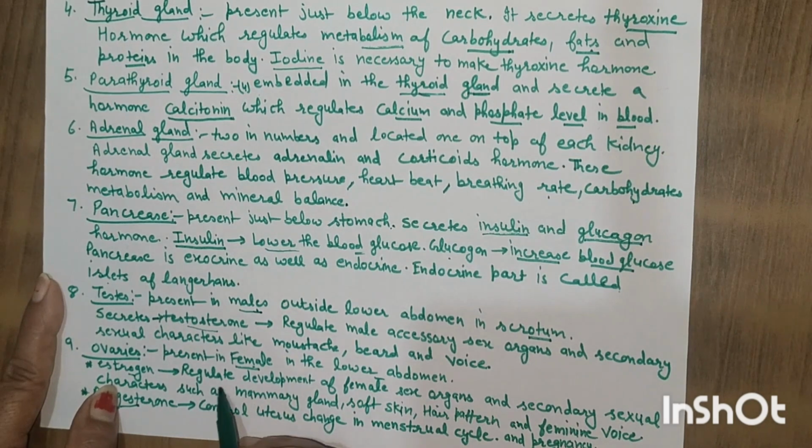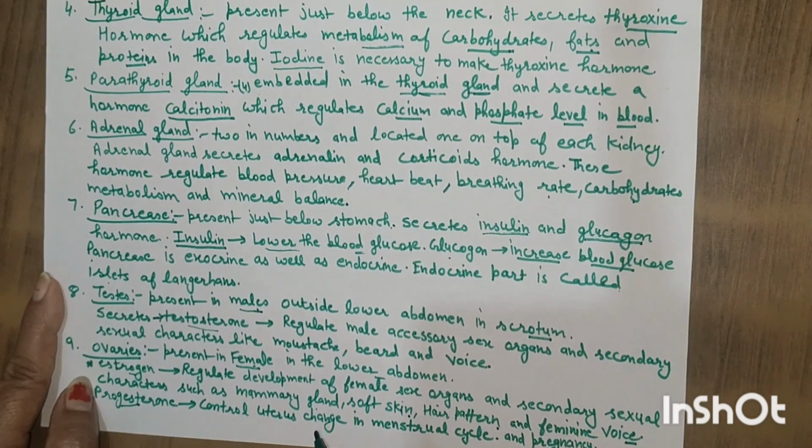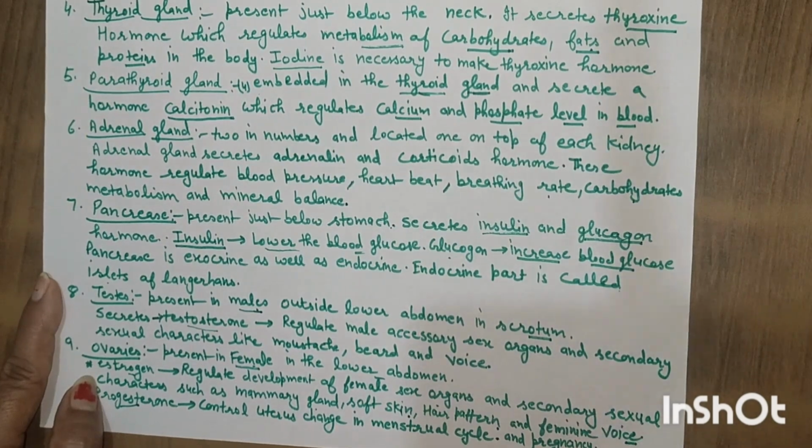Estrogen regulates the development of female sex organs and secondary sexual characters such as mammary glands, soft skin, hair pattern, and feminine voice. Progesterone controls uterus changes in the menstrual cycle and in pregnancy. Progesterone controls the uterus changes during pregnancy and also in the menstrual cycle.